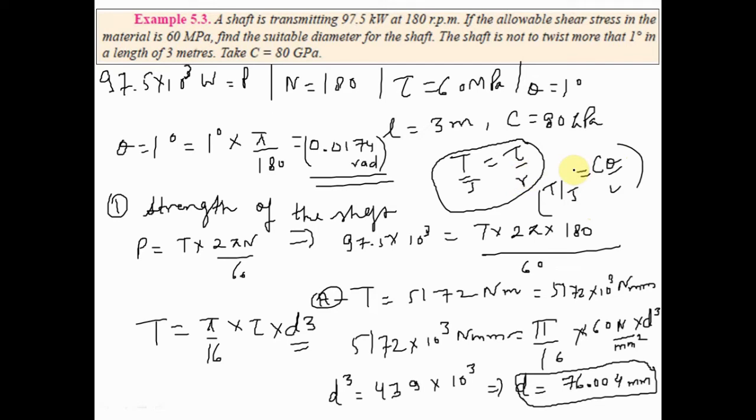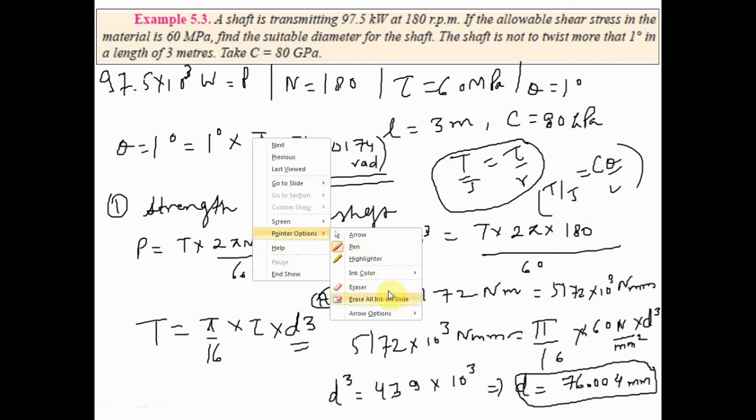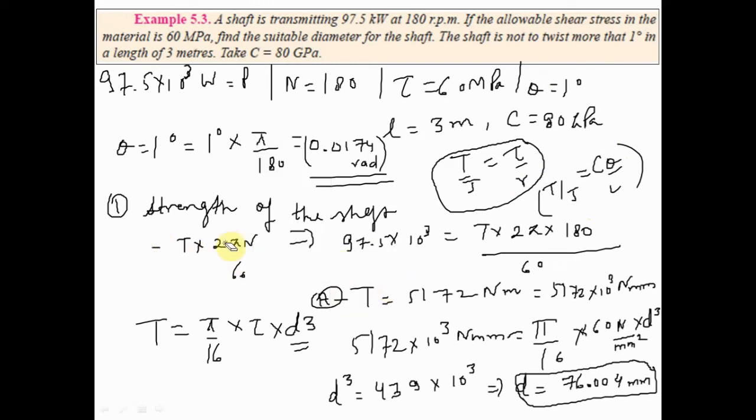So we'll now be doing the second criteria, that is stiffness of the shaft. From that criteria we'll be doing. So I'll erase this much. Just give me 5-10 seconds. I just need to erase all these.